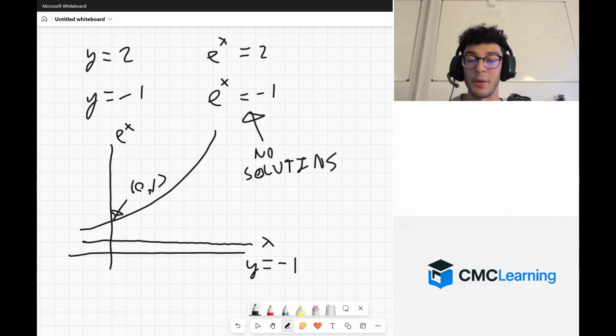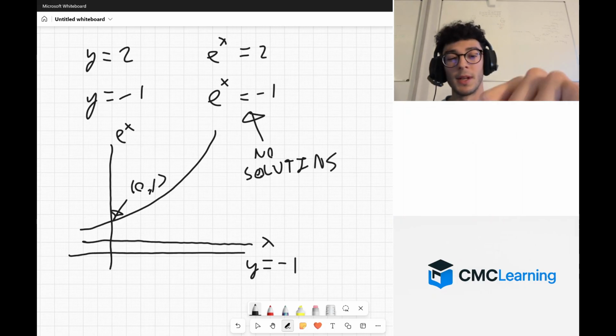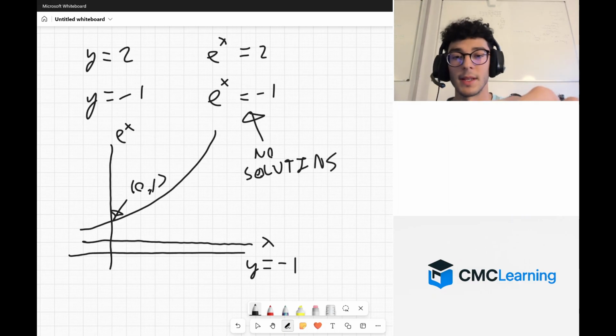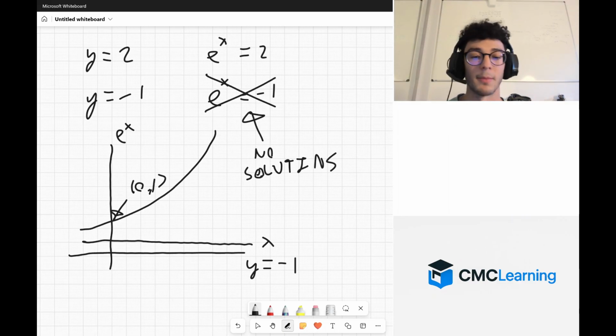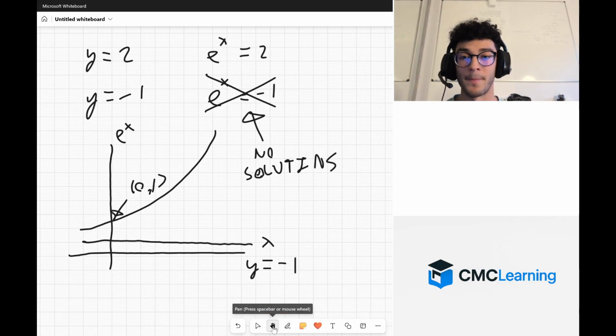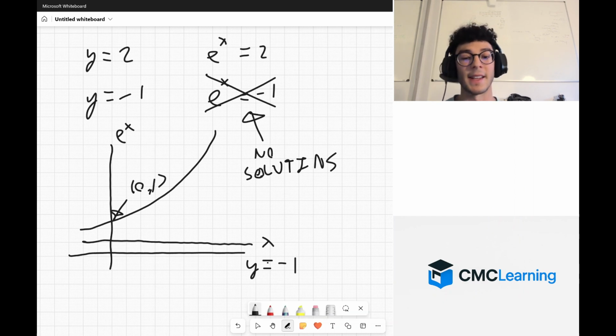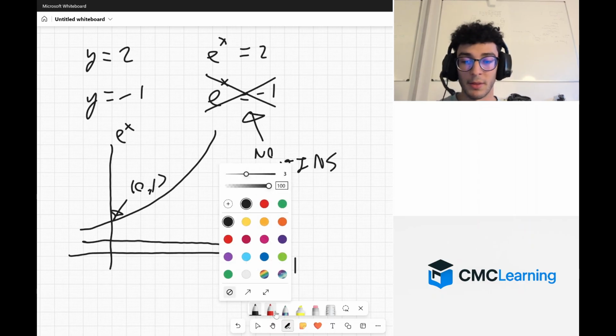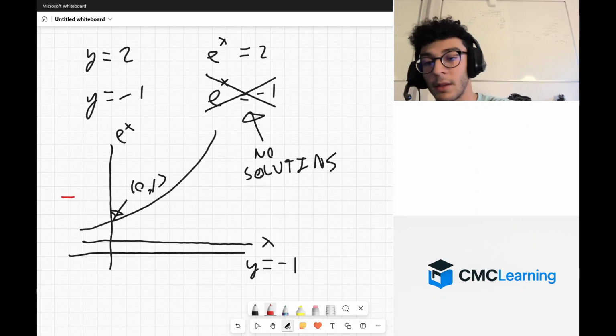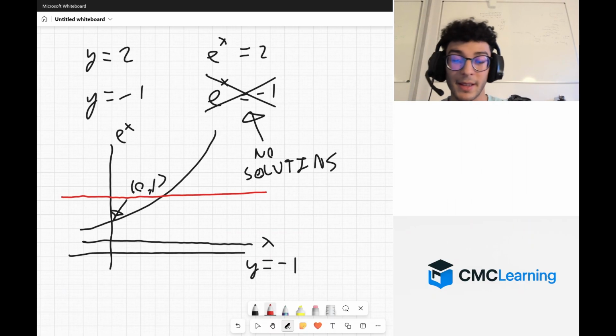For any value of x, essentially, it's impossible. So what we can do is rule out one of these answers to our quadratic. We no longer are concerned with that. What we are concerned with, however, is when e to the x is equal to 2. So if I were to plot that on my diagram here, that line would look something like this.